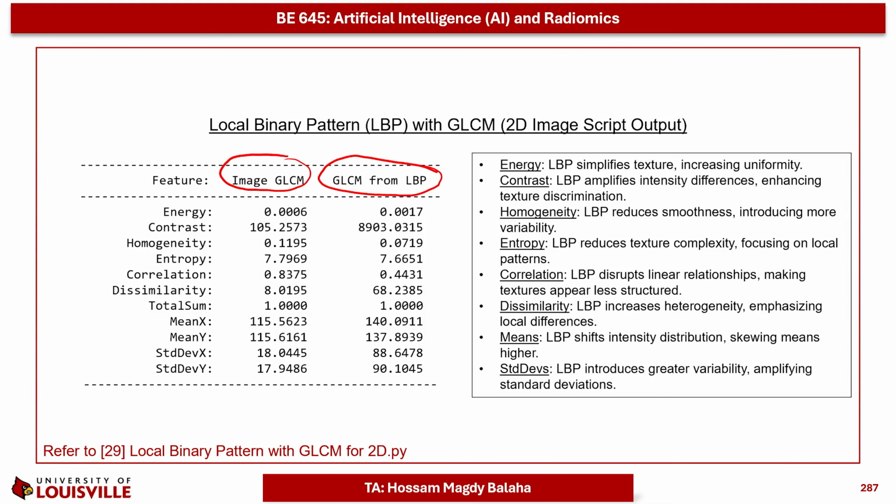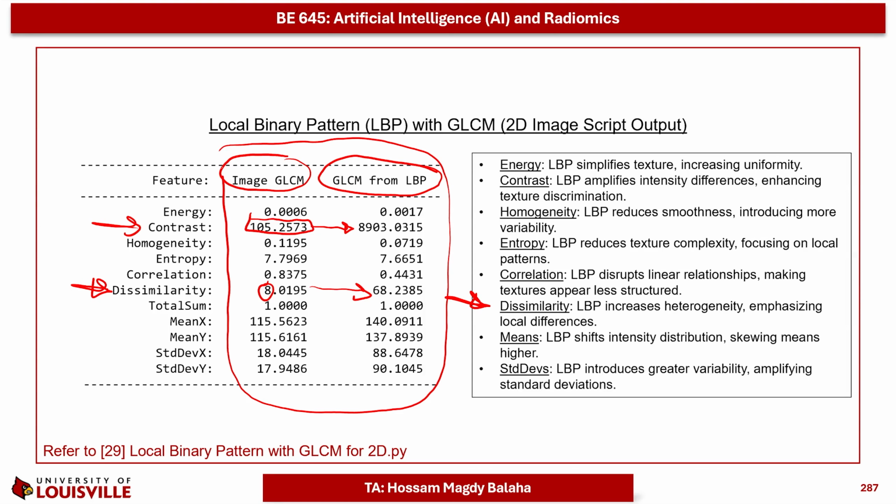And if you check the different features, as you see here, the contrast increased from around 105 to around 9000. That increase is amplified by the LPP, as it will enhance the texture discrimination. Also here for the similarity, it changes from 8 to 68, and LPP also increases heterogeneity, emphasizing the local differences, and the same for other features. Also, as we mentioned, we can combine all of these features together in your feature set to emphasize and strengthen it.